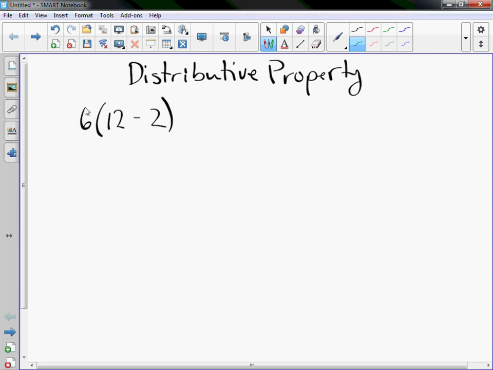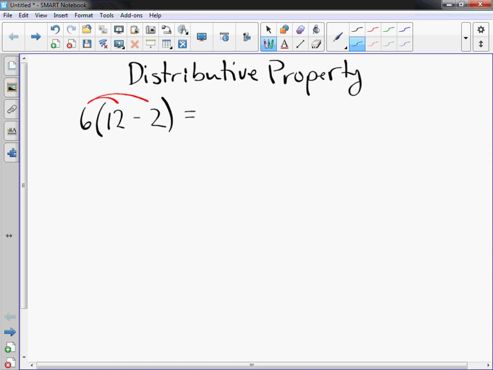If we use order of operations, it says to take 12 minus 2 and you get 10, and then you multiply that times 6 and you get 60. Or we can distribute this 6. And we're going to use multiplication to do that. So I like to put those little lines in there to signify where my 6 is going to be multiplied.